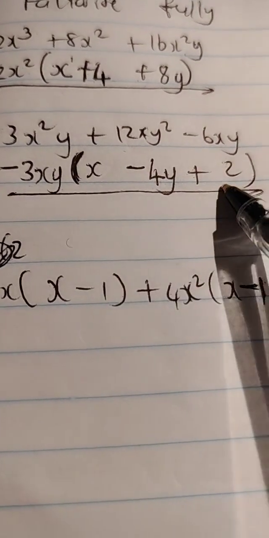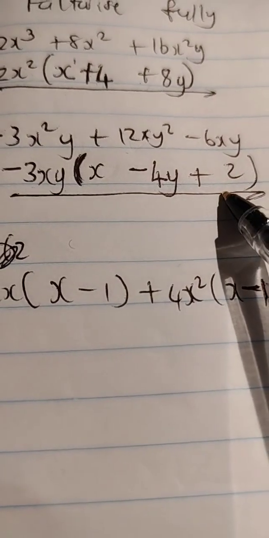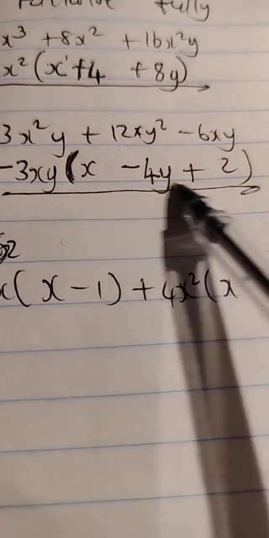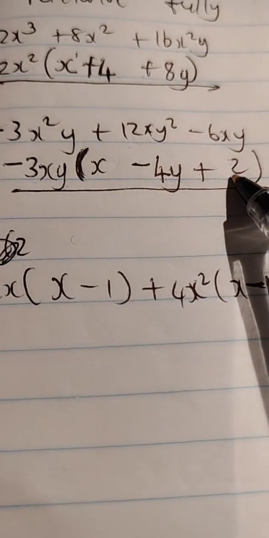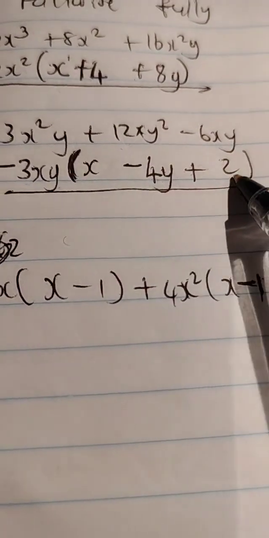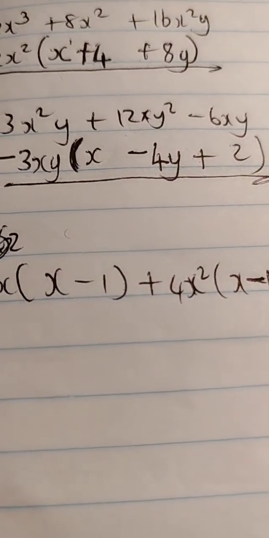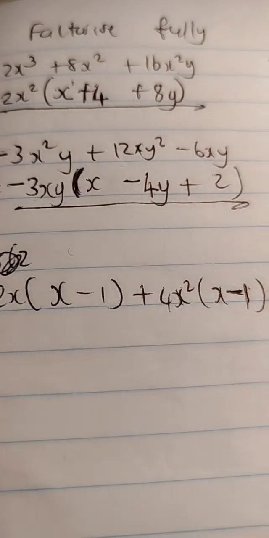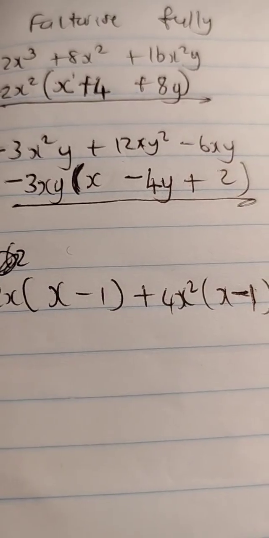If you look at these terms, are there any like terms? No. Is there any other factorization that needs to be applied here? This is x minus 4y plus 2. There's no other factorization that needs to be applied. We end that expression right there.